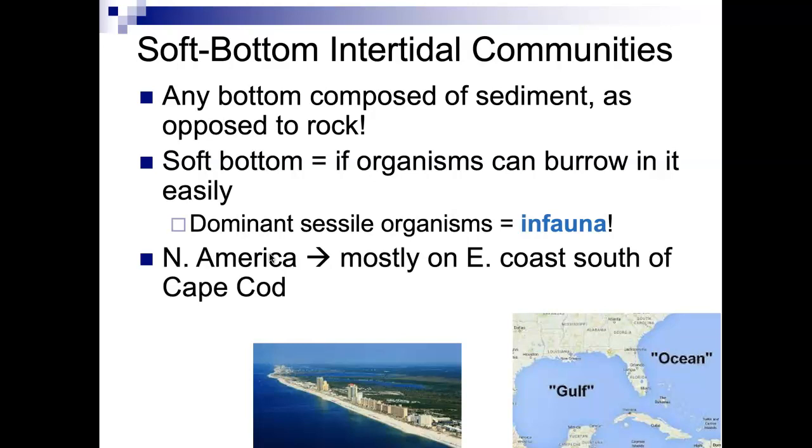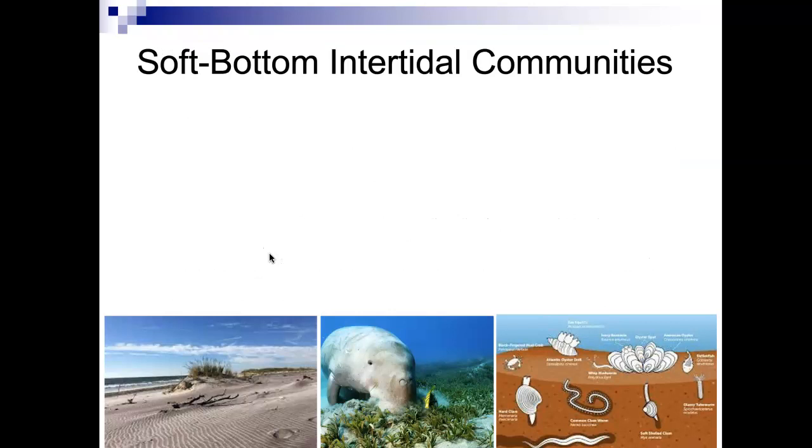And when we talk about soft bottom intertidal communities, remember that you're going to mostly see them on the East Coast, especially south of Cape Cod, where we have a passive margin. Remember, on the West Coast, we have more active margin, and that's going to leave us with steeper shorelines and more rocky shorelines. And so really, we find soft bottom intertidal communities mostly on the East Coast, south of Cape Cod, and then virtually all of the Gulf Coast.